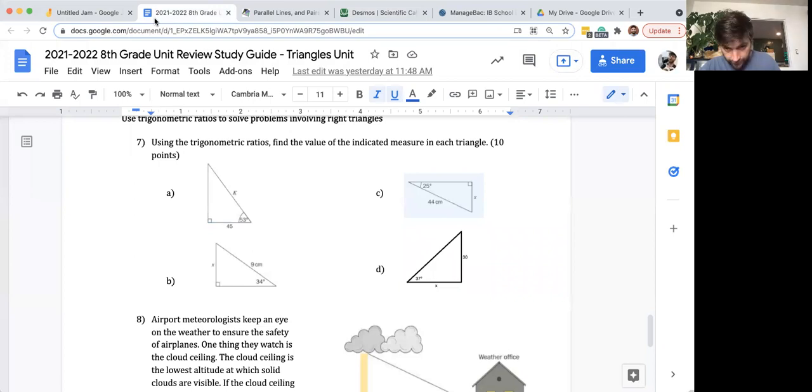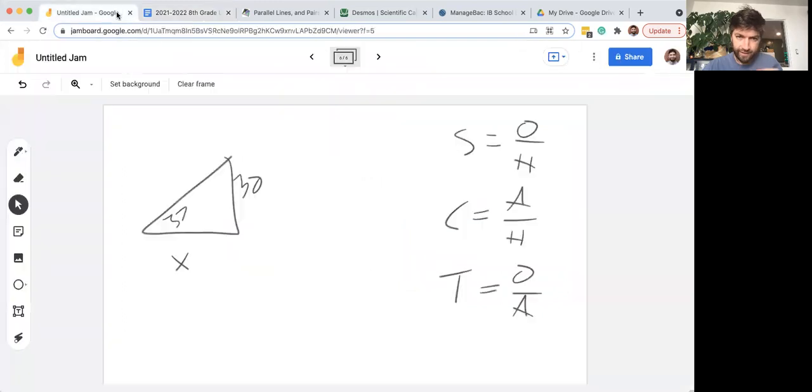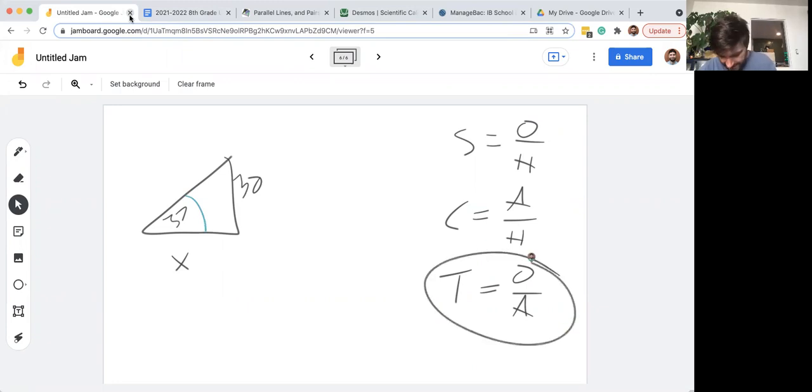Okay, a 37-degree angle, a 30-degree side leg, and a leg of x. So again, first thing I need to do is figure out what ratio to use by seeing what side I know and what I'm looking for. In this case, I know the opposite, and I'm looking for the adjacent. So it's going to be tan. So the tan of 37 will equal my opposite side, 30 divided by x.